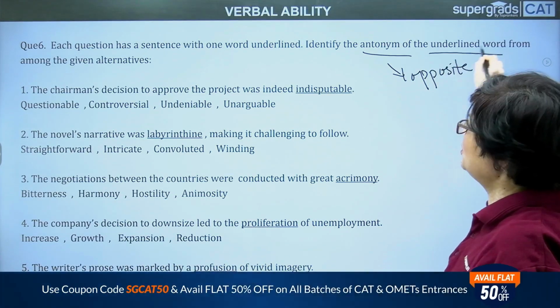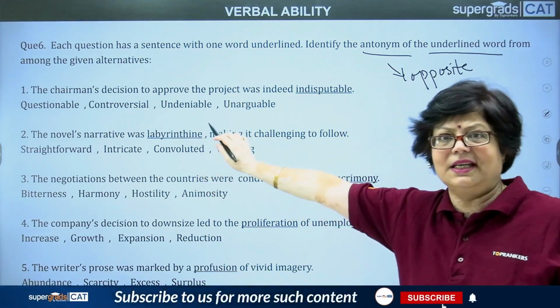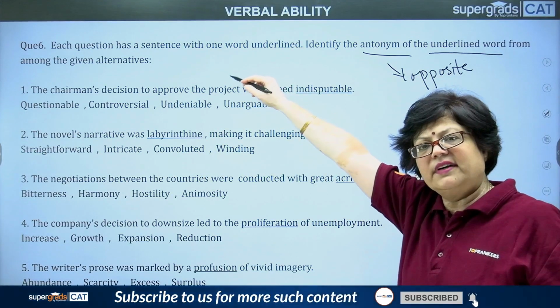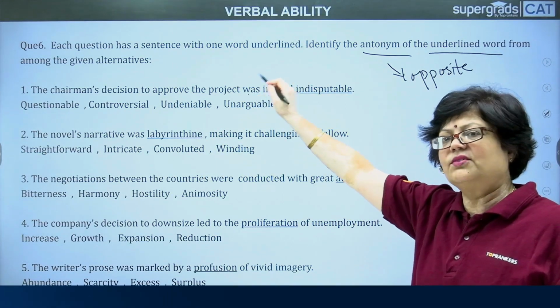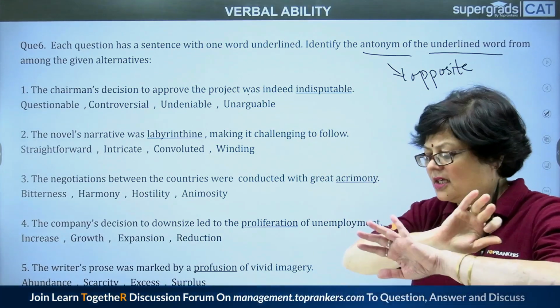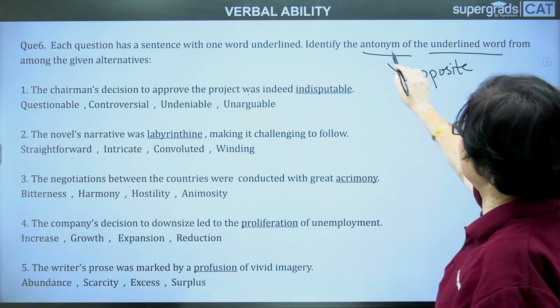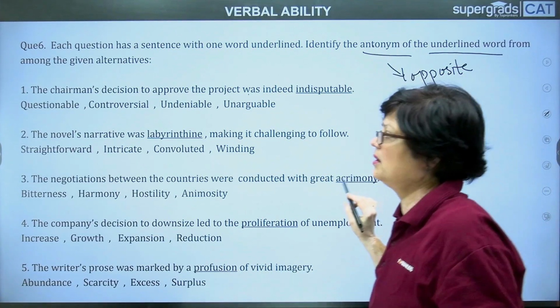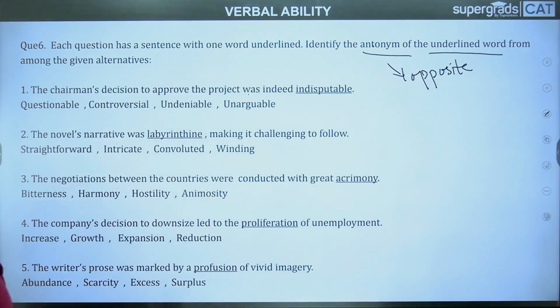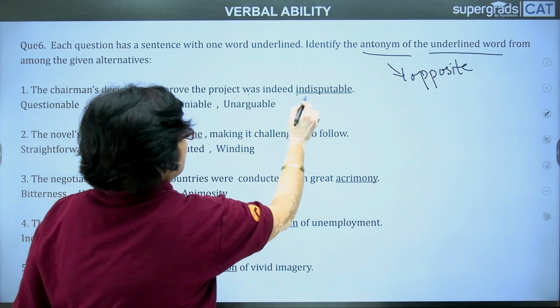So what we have to do is select a word which is opposite to the meaning of the underlined word. In the previous question, we selected the synonym, the word which has a similar meaning. In this question, we have to select the word which has a totally opposite meaning. Synonym, antonym: anti, against, antonym. In this way, you have to remember. Now, first: the chairman's decision to approve the project was indeed indisputable.